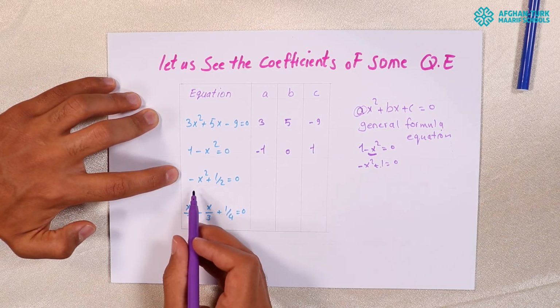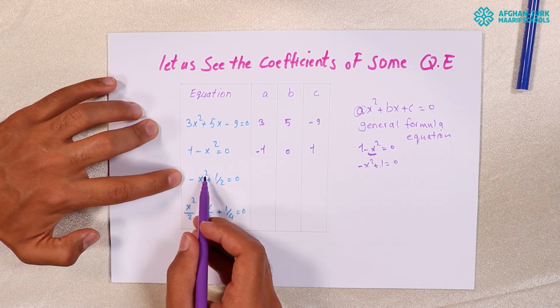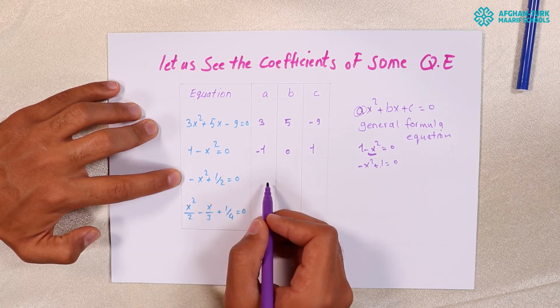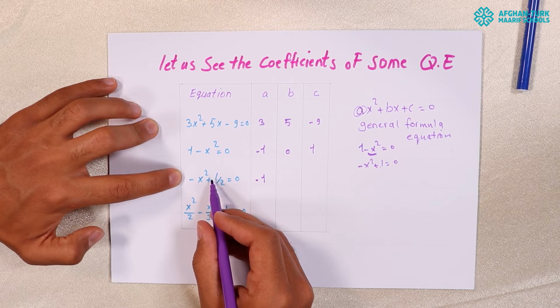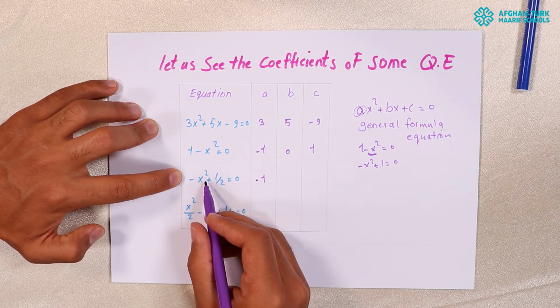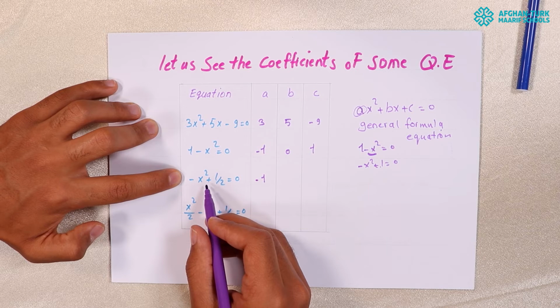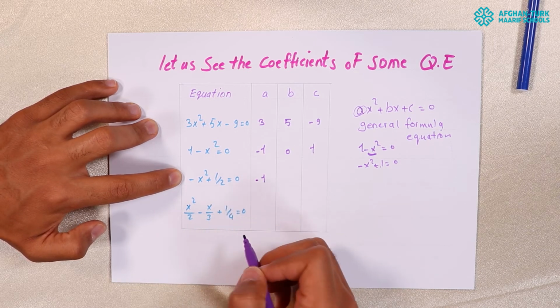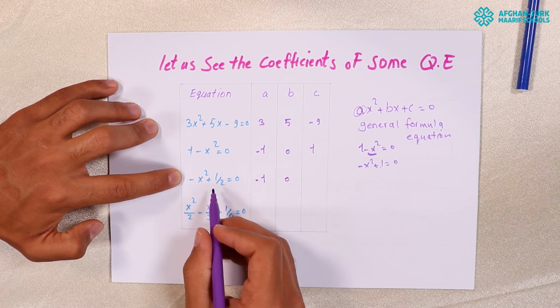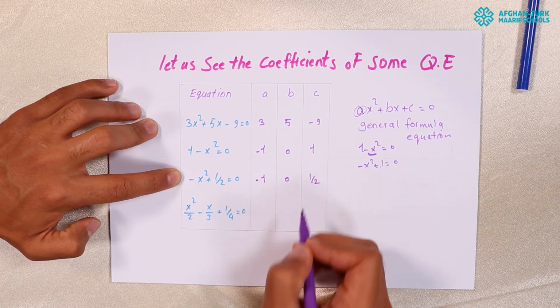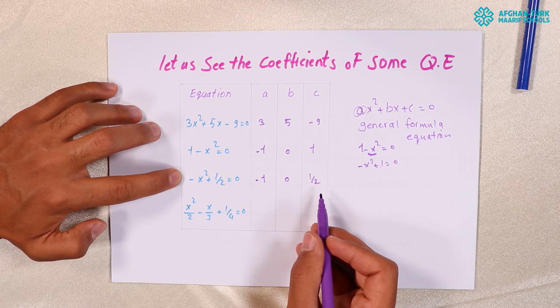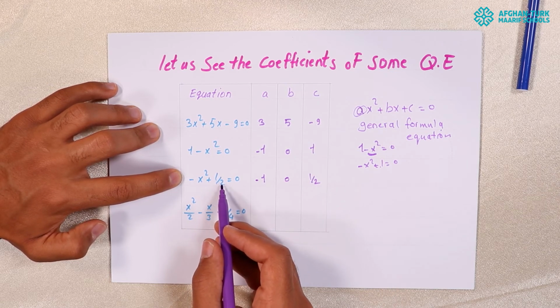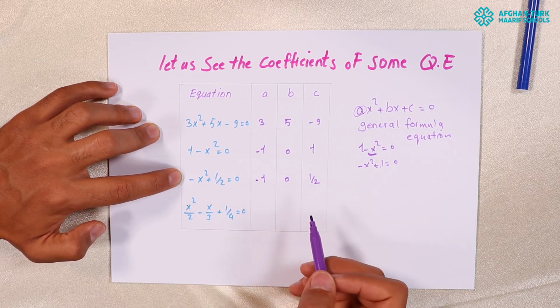Okay? Look at the third example. Minus x squared plus 1 over 2. A is what? Yes, minus 1. What's b? We don't have any x, so what's the coefficient of x? 0. What's c? 1 over 2. 1 over 2 is a real number, okay? But not a natural number or a whole number. But it can be a value of c, because it's a real number.